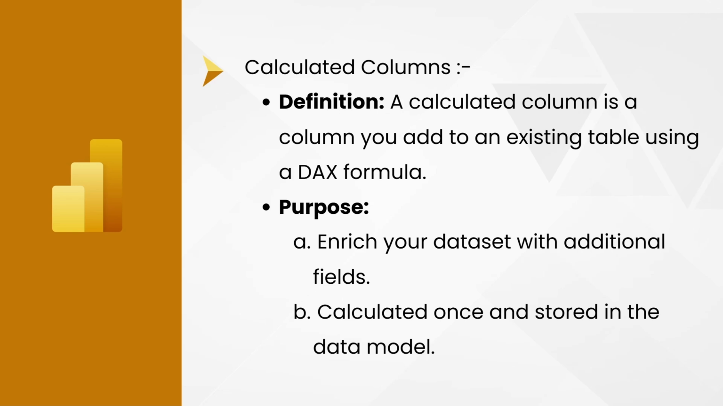Now the question is, how does it work? Let's take an example. Imagine we are analyzing sales data. Our table has two columns, quantity that represents the number of items sold, and unit price that represents the price per item. To find the total price for each sale, we can create a new calculated column with this formula. Total price equals Sales[Quantity] times Sales[Unit Price]. This column will store the total price for each row in the table. An important point to be noted here is that calculated columns are pre-calculated and stored in the data model. This means they don't change based on filters or user interactions in our visuals.